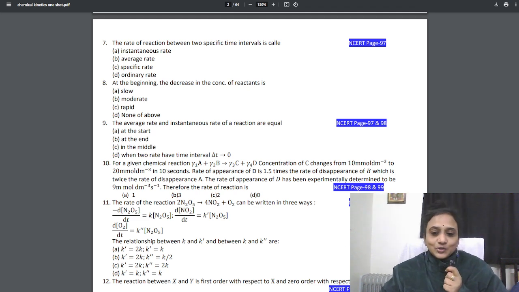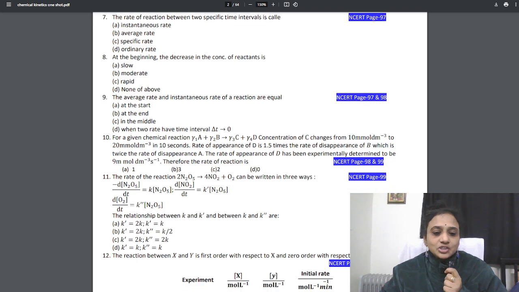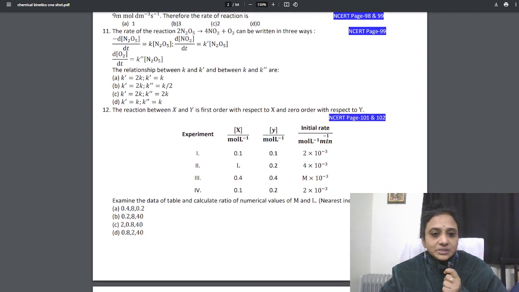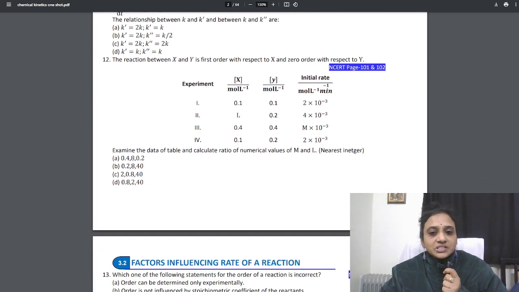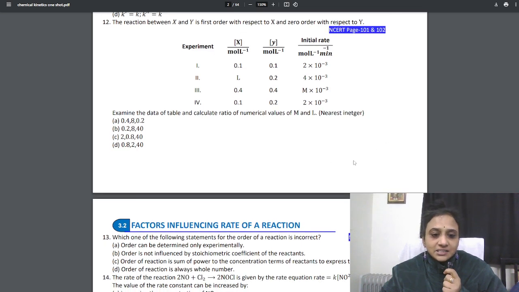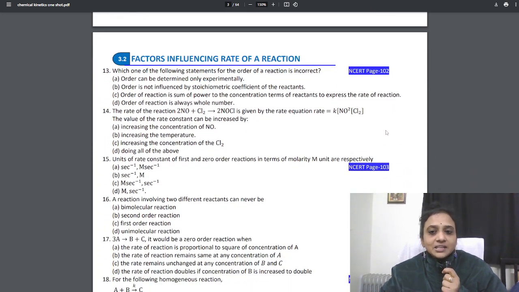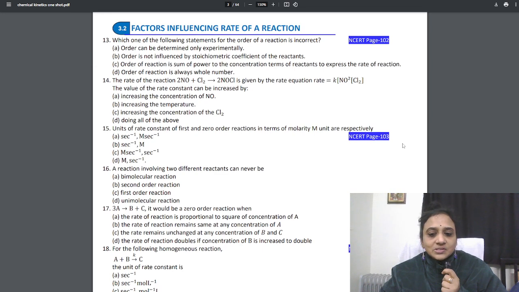Gradually I am going into the next topic. Questions based on first order rate law, questions based on zero order, from NCERT, such questions are very important. Many more I'll show you gradually. Then from there I went into a concept called factors influencing rate of a reaction. This comes under page numbers 102, 103. Under factors, all the questions asked are given along with the options A, B, C, D, and how to solve them I have also given.